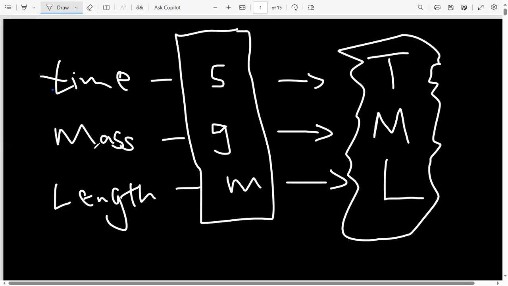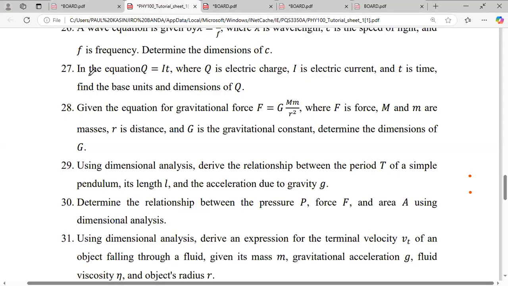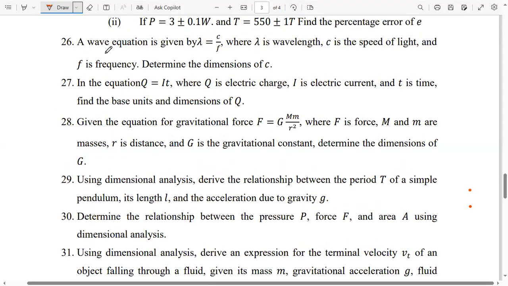So let's look at the first question. If you have any questions, please feel free to just unmute yourself and ask. All right, let's look at the first question here.